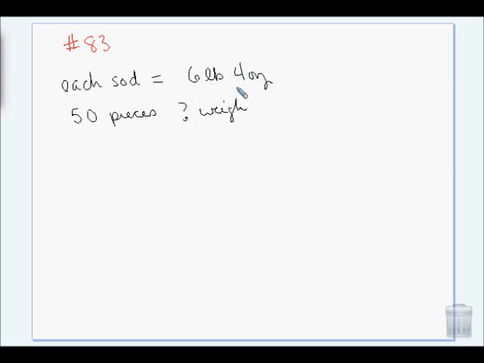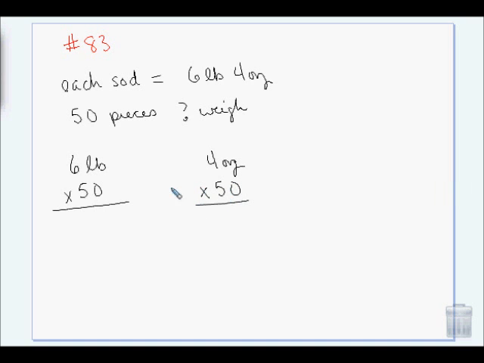I can either convert this whole thing to ounces, multiply it by 50, and then convert it back to pounds. Or I can multiply the pounds by 50 and the ounces by 50, and then convert the ounces to pounds and add them together. I'm going to do that because it's only 1 conversion rather than 2. So I'm going to do 6 pounds times 50. And then I'm going to do 4 ounces times 50.